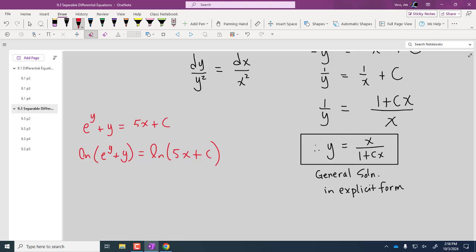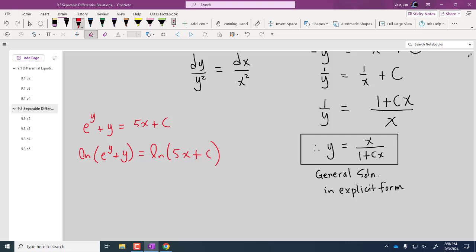Can't do that. I know what you're thinking. If you have log of a plus log of b, what does that turn into? Log of a times b. If you have two logs that are separated by a plus, you could use a log property. But we can't take the log of a sum and break it apart.